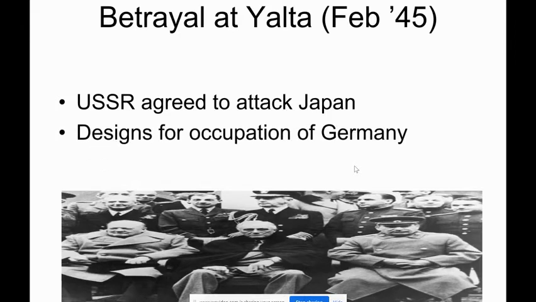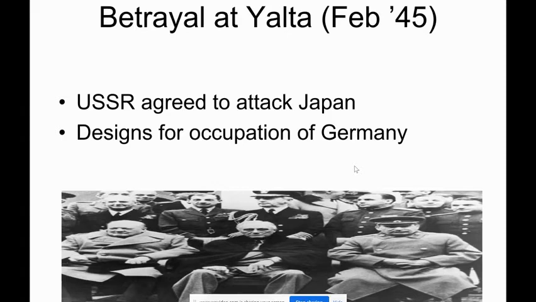The second thing that happens at Yalta is we begin to see the design of occupations for Germany. We understand now that the Soviet Union had a much different vision for Germany than the Allies did. The Allies wanted to rebuild Germany. They knew Germany was going to be in shambles after the war, and they certainly were. They wanted to not make the same mistake of punishing them with reparations like they did at the end of World War I. They wanted to create an ally instead of an enemy.